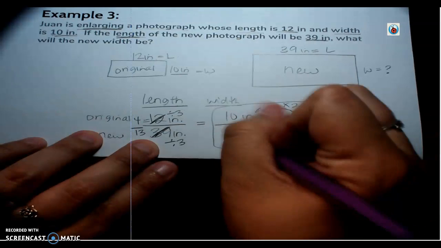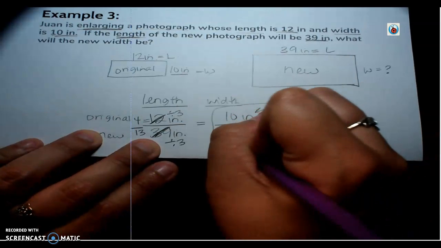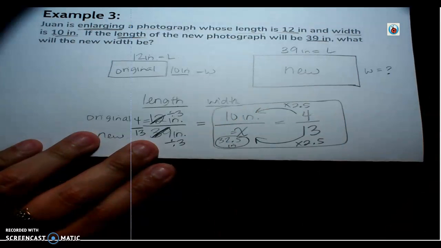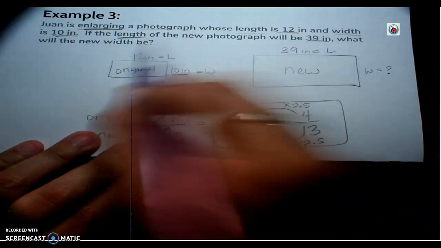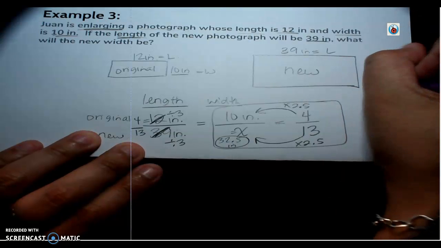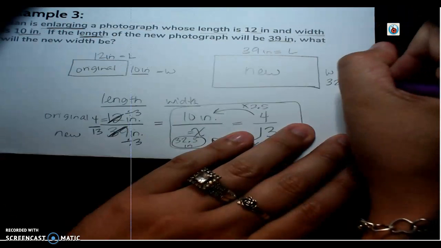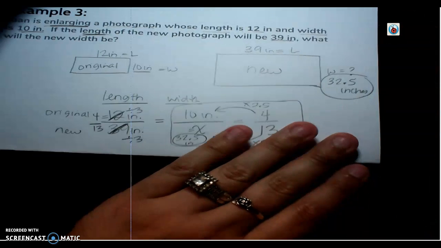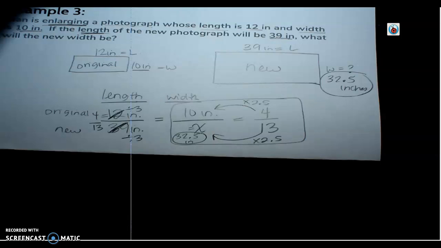So I know that x is equal to 32.5 inches. And so what that's telling me is that the new width for this photograph will be 32.5 inches. So the new width is 32.5 inches.